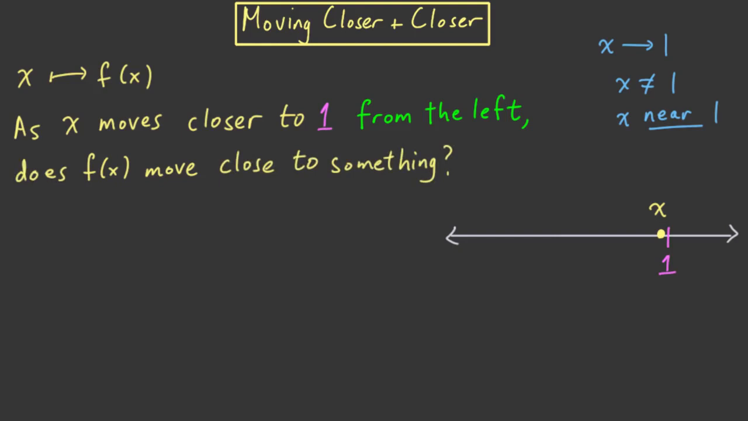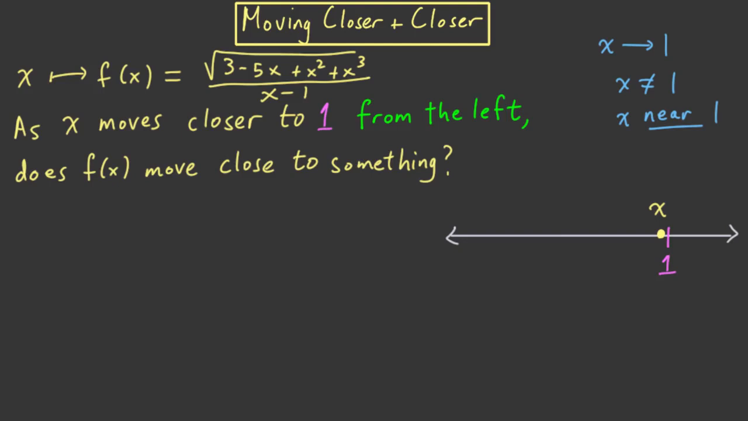Let's be concrete here and pick a particular function f. I'm going to choose f of x to be the square root of 3 minus 5x plus x squared plus x cubed, all over x minus 1. Kind of a complicated function, but you'll have to trust me that this is a good example.